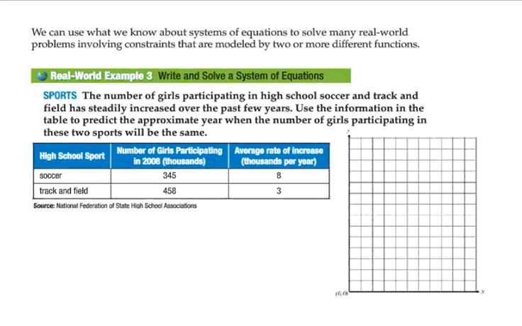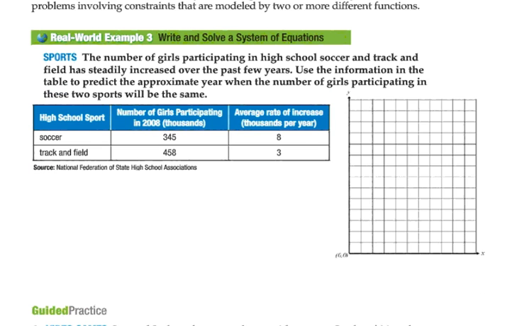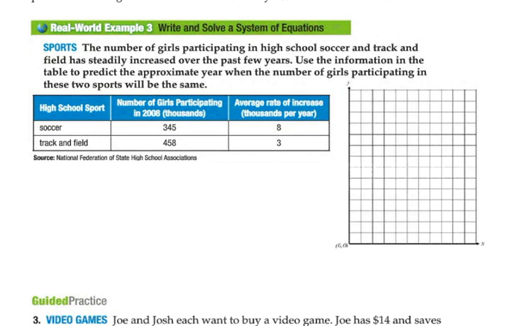All right, last one, looking at story problems. Again, we can use this to look at story problems. It says that the number of girls participating in high school soccer and track and field has steadily increased over the past few years. Use the information in the table to predict the approximate year when the number of girls participating in these two sports will be the same. So let's look at this. Soccer: the number of girls participating in 2008 was 345,000. Average rate is 8,000 per year.